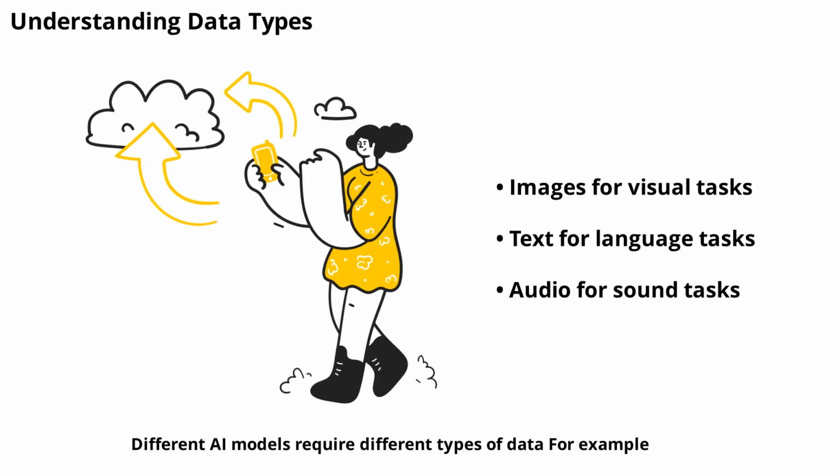Different AI models require different types of data. For example, image classification models need pictures, while sentiment analysis models need text. It's important to match your data type to your project goal. If you're unsure, most no-code platforms provide templates or examples to guide you. Understanding the data requirements will help you avoid common pitfalls and ensure your project gets off to a strong start.